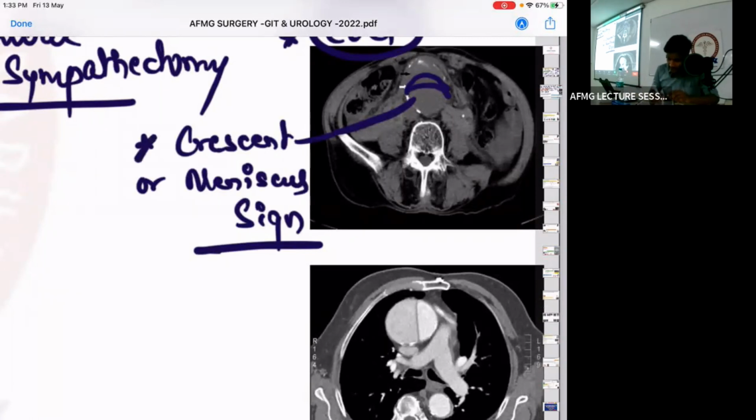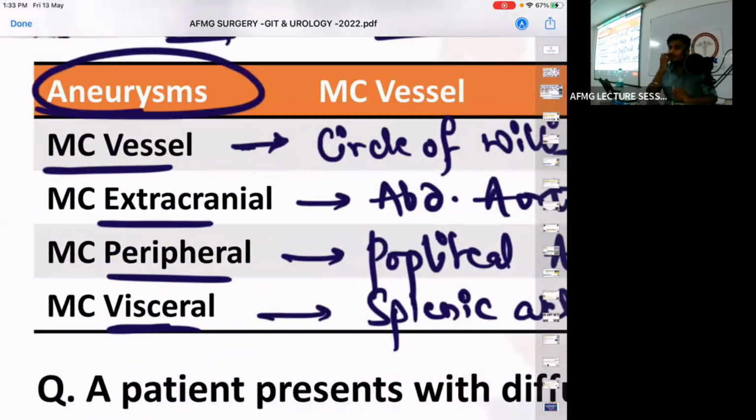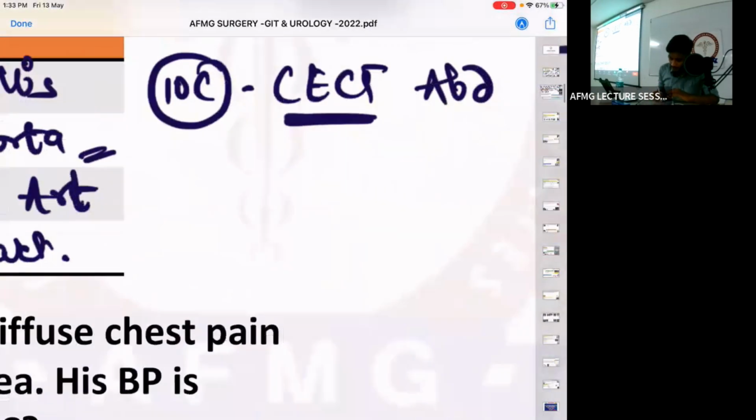So what is the CT sign in aneurysm? Crescent or meniscus sign. It is a CT sign for aneurysm. No issues with this, anybody? What is the treatment of surgery? Treatment.